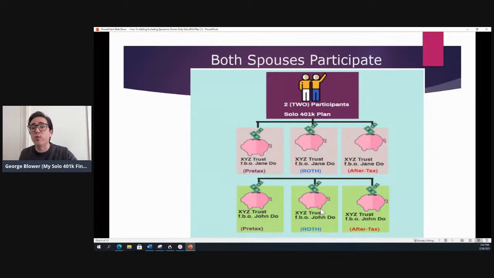And you may be asking, why would they have 6 different accounts? That's typically going to be because in this situation, they're trying to take advantage of the Mega Backdoor Roth contribution strategy. And again, we've got tremendous webinars and content on the website that goes into great detail about how that works. But focusing on the spousal participation issue, the key takeaway here is that each spouse has their own separate account or accounts if they have different types of money.